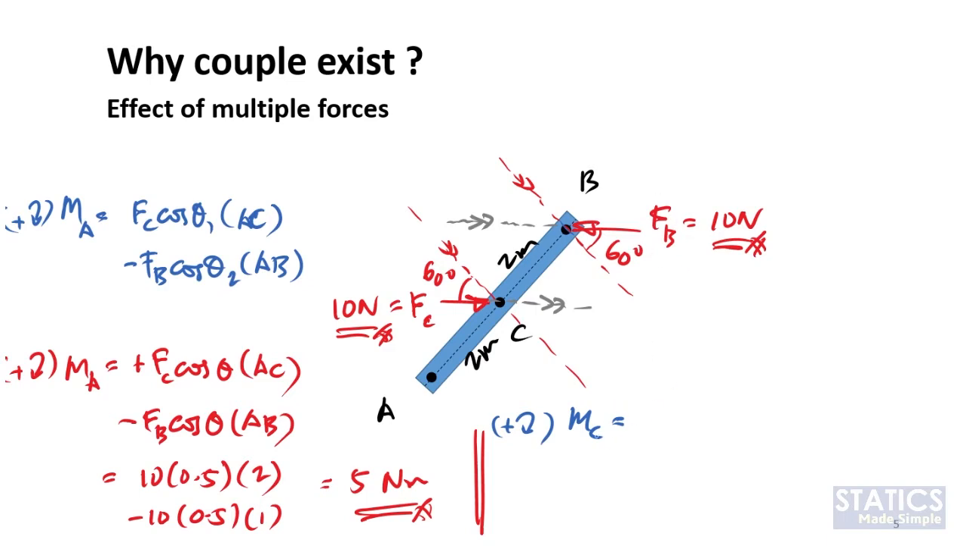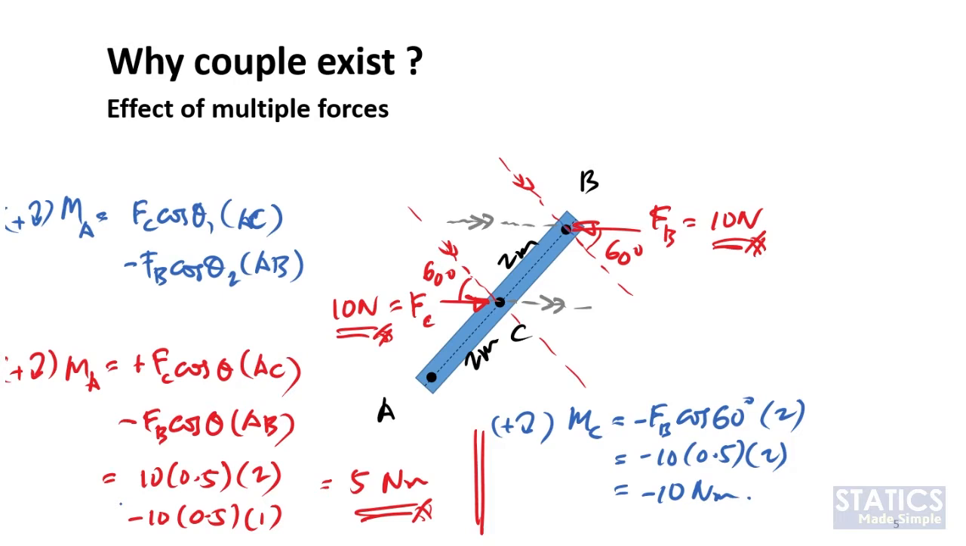So moment at C will be equal to FB cos 60 degrees times distance, in this case 2. And in this case the moment is rotating counterclockwise, so it's a negative sign there. Here we have a positive sign. Minus 10. Did I miss something?